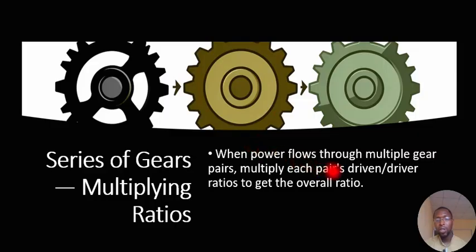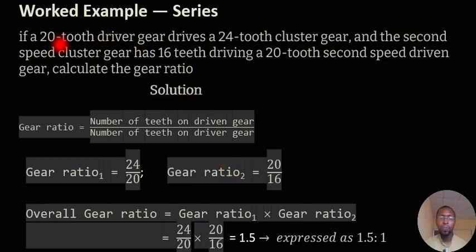It's very simple. It's simply by multiplying the gear ratio of each of them. Simply by multiplying the gear ratio. Let's see an example on this scenario. Look at this question. It says, if a 20-tooth driver gear drives a 24-tooth cluster gear, and the second speed cluster gear has 16 teeth, driving a 20-tooth second speed driven gear.